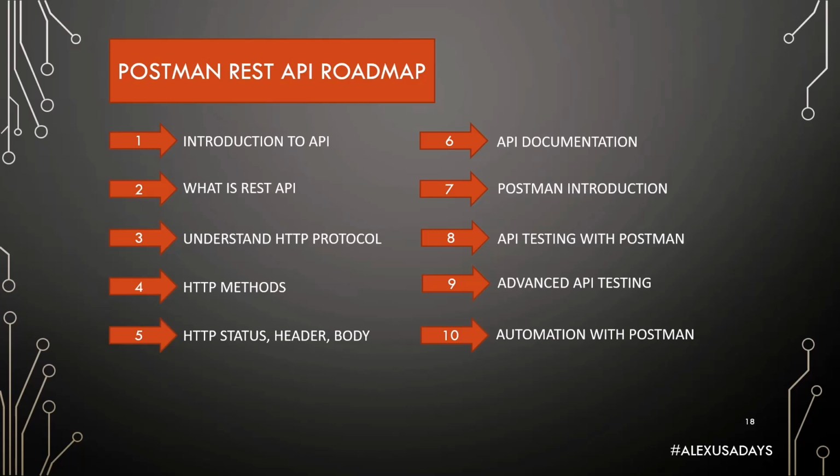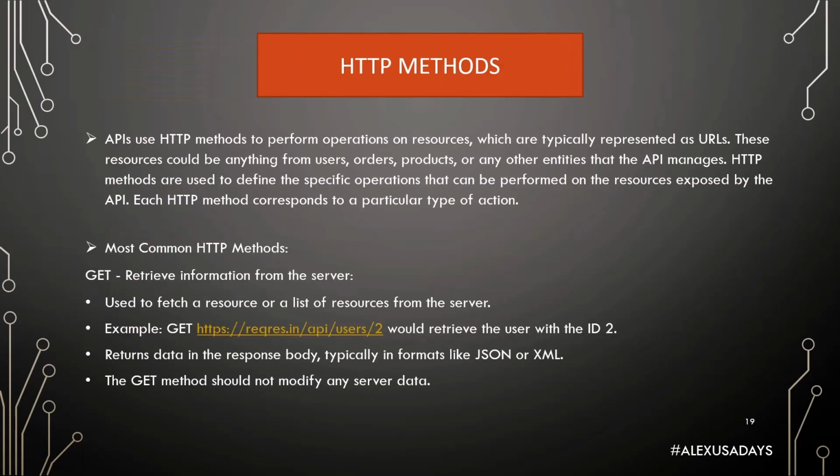We're in module 4. Now, what are HTTP methods? APIs use HTTP methods to perform operations on resources, which are typically represented by URLs. These resources could be anything from users, orders, products, or any other entities that the API manages. HTTP methods define the specific operations that can be performed on the resources exposed by the API. Each HTTP method corresponds to a particular type of action. So here are the most common HTTP methods.